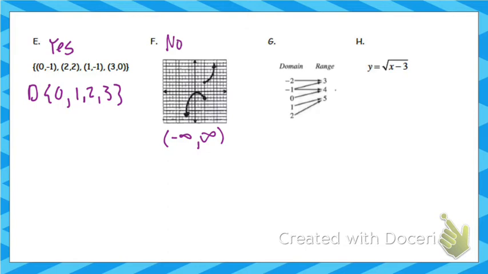All right, going to our next one. Again, we'll look and see, does every x match up with one y? So negative 2 only has one line coming off of it, but negative 1 has 2 lines coming off of it. That means this is not a function. Again, domain here is pretty easy. We'll just list those x values.